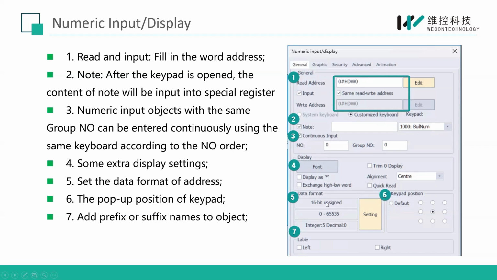You can set the data format from here. And the sixth one, the pop-up position of keypad. You can set the pop-up position by clicking here on options. This is the keypad position options. And the seventh one is add prefix or suffix names to object.